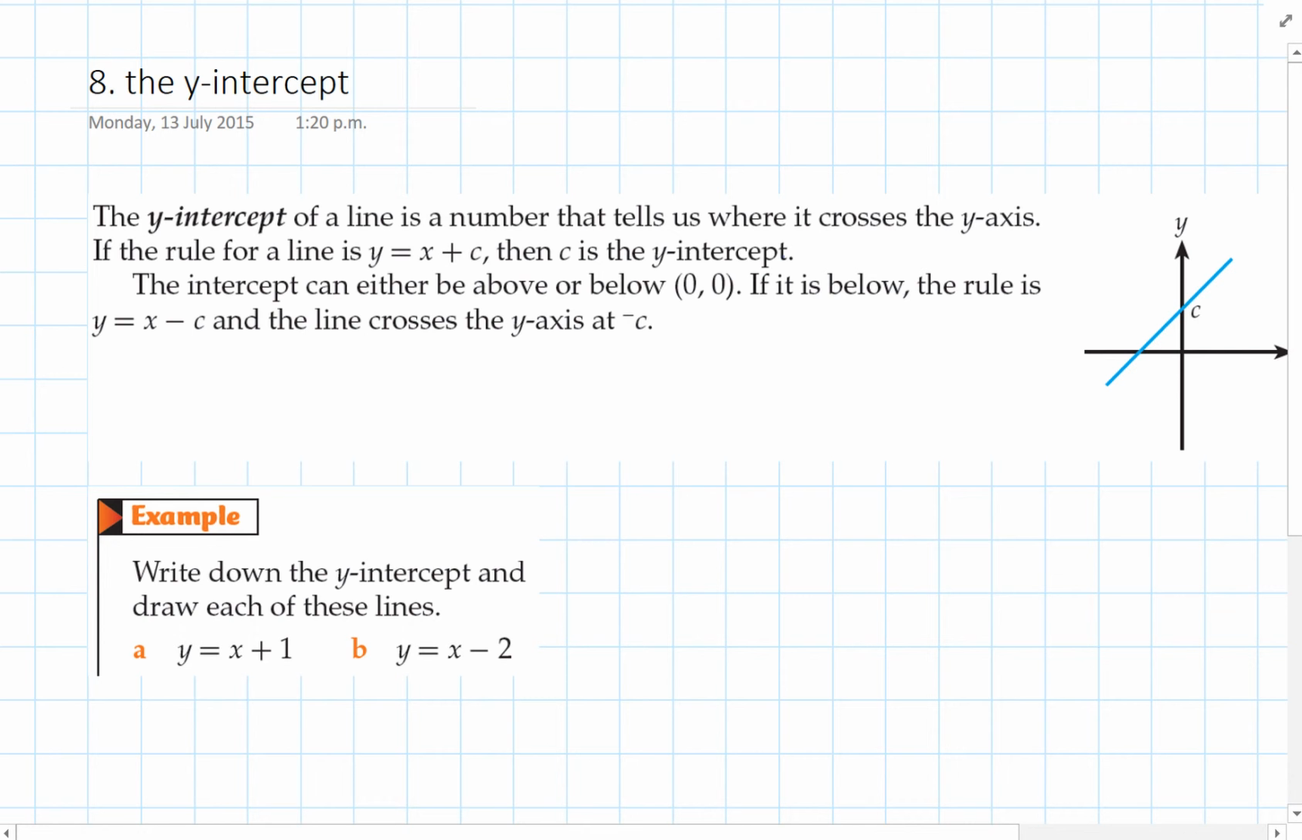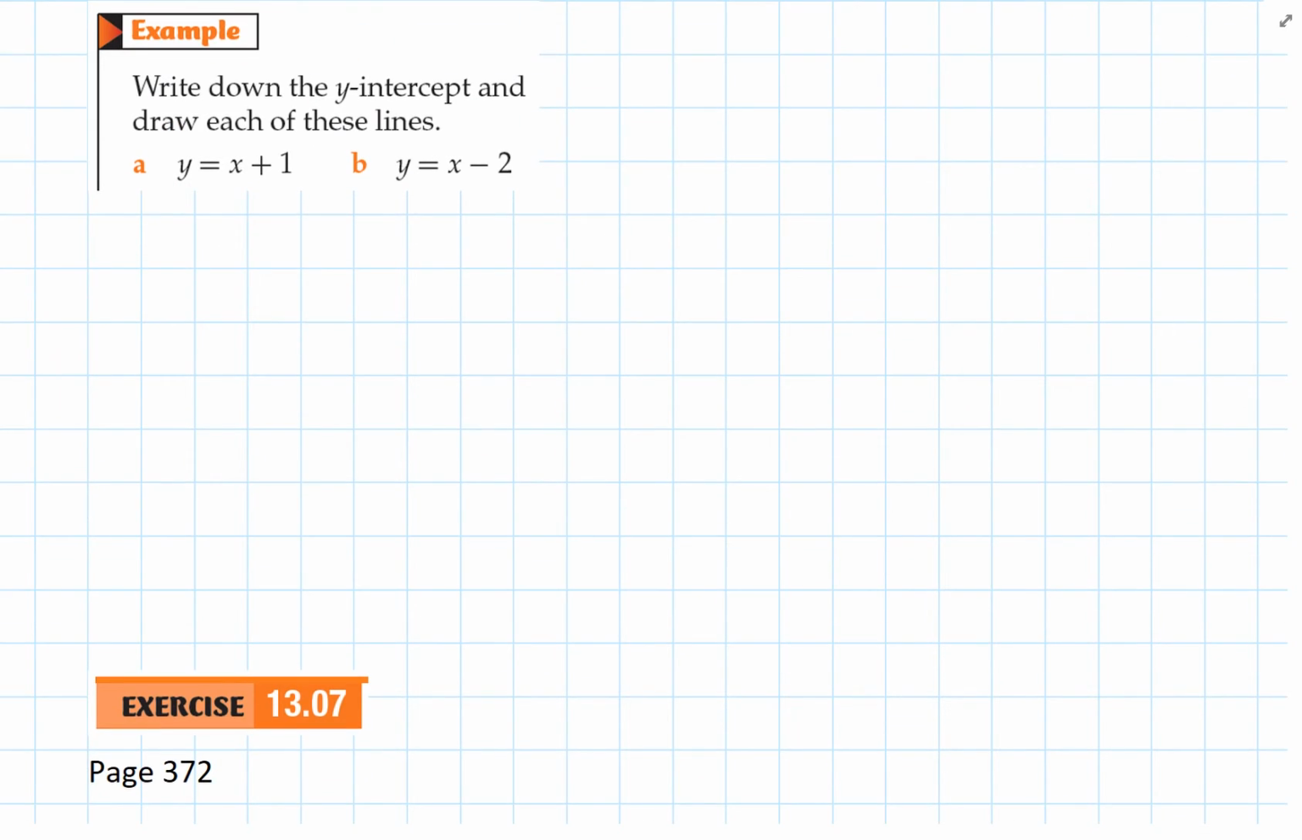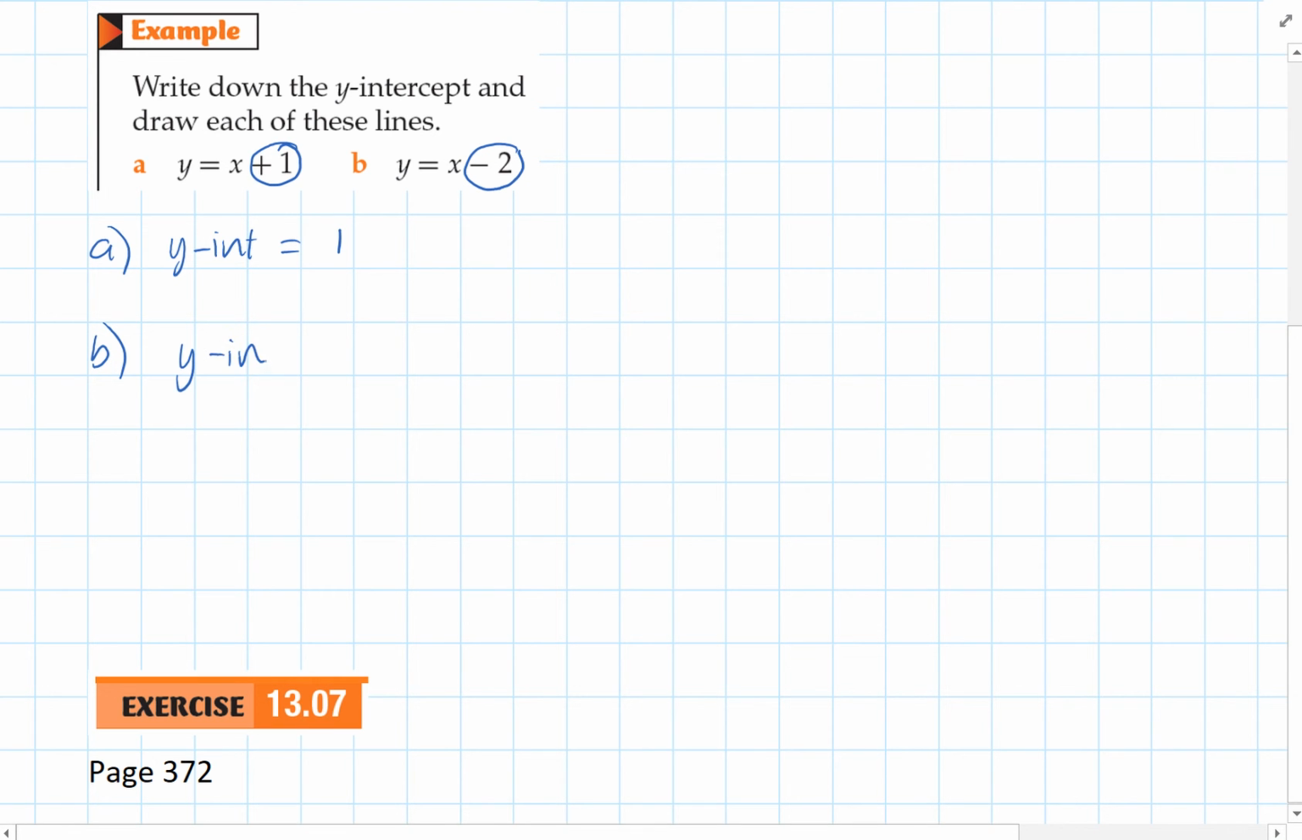Here we have a definition of the y-intercept, and it says that if you have a line y equals x plus c, then c is the y-intercept. If we look at these examples below, it's asking us to write down the y-intercept for each of these. For A, our y-intercept is that number being added to x. So I'll just write y-int equals positive 1. And for question B, our y-intercept is that number there, which is negative 2.